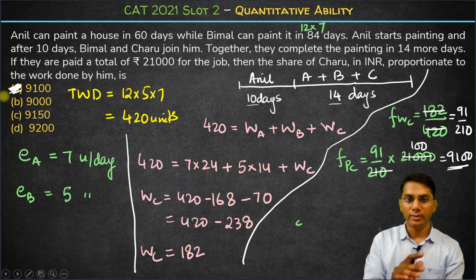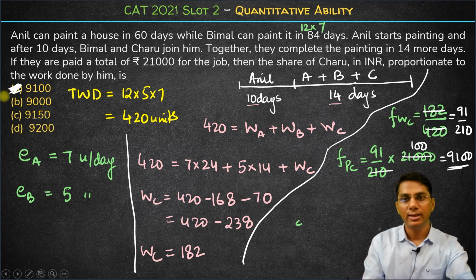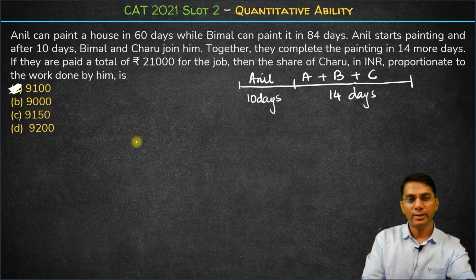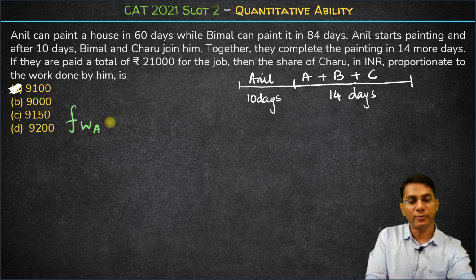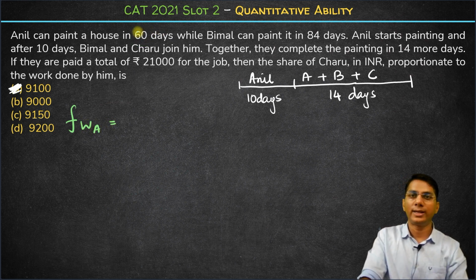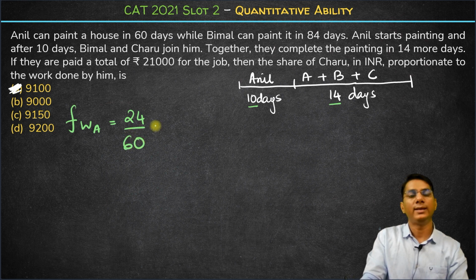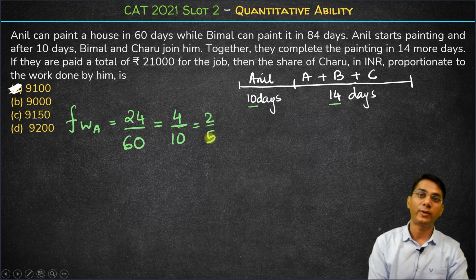Now this is the LCM method of doing this question. Now let's look at the unitary method of doing the same question. So in the unitary method, let's calculate the fraction of the work done by Anil and Bimal. The fraction of the work done by Anil will be what? Anil does the whole work in 60 days. Anil works for 10 and 14, 24 days. So the fraction of work done by Anil will be 24 by 60. This goes by 6, 4 times, this goes by 6, 10 times, and this simplifies to 2 by 5. So Anil does 2/5 of the total work.